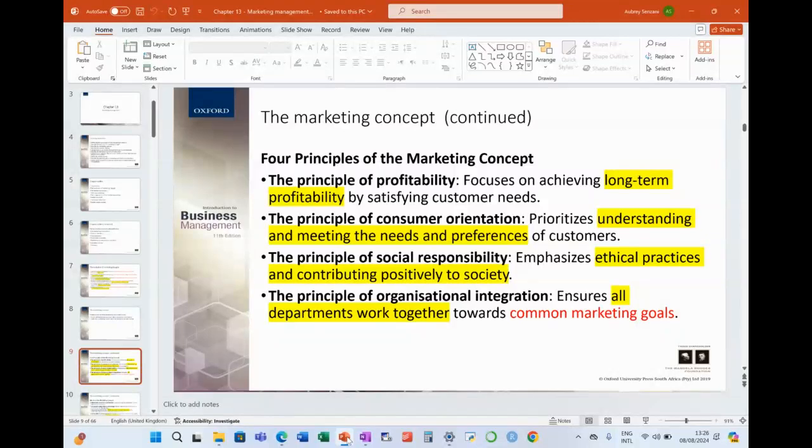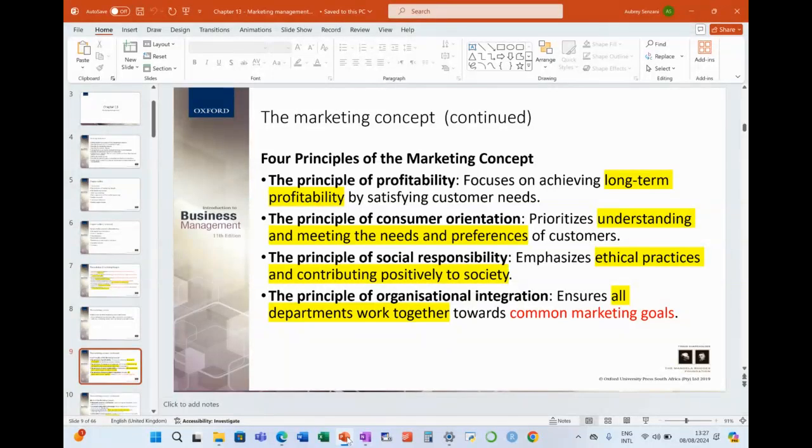The marketing concept continued. Now here are the 4 principles of the marketing concept. The principle of profitability: we're looking to achieve long-term profitability by satisfying customer needs. And you see here, it's not just that we're looking for long-term profitability. No, we want to satisfy our customer. Then secondly, customer orientation: understanding the needs and meeting those needs and preferences.